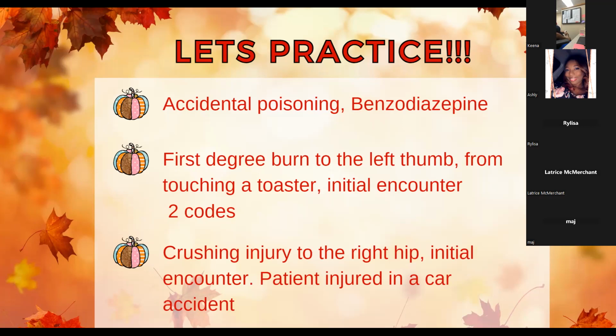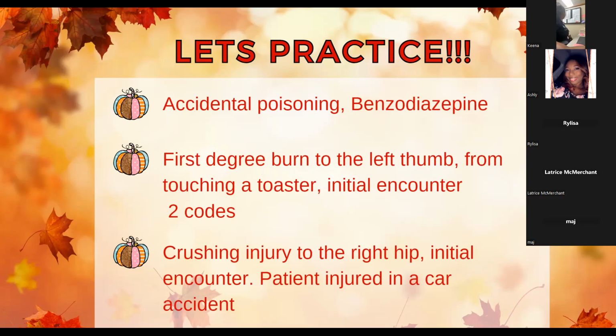All right, so let's look at our second one. And this is a first-degree burn to the left thumb from touching a toaster. This is an initial encounter, so that means it's the first time that this person has done this. And this is letting us know that we need 2 ICD-10 codes for this particular scenario. So what do y'all think those codes are going to be for? Like, we're obviously going to have one for a first-degree burn to the left thumb. What's the other code going to indicate for us?